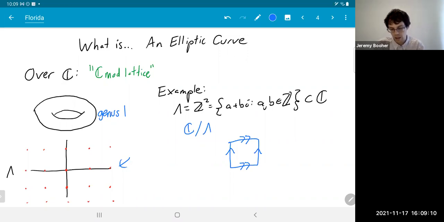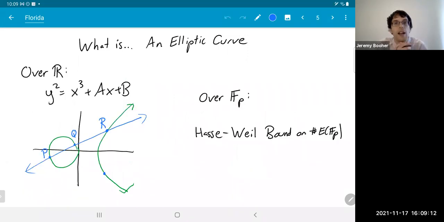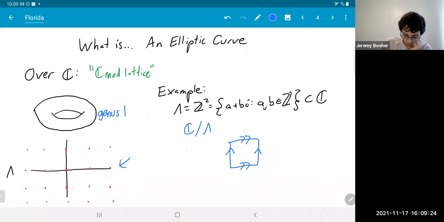Now, we also would like to look over the real numbers. This is a nice picture because it actually looks like a curve. On the other hand, it's not so clear how to see some other features. So one other feature is that you can add.